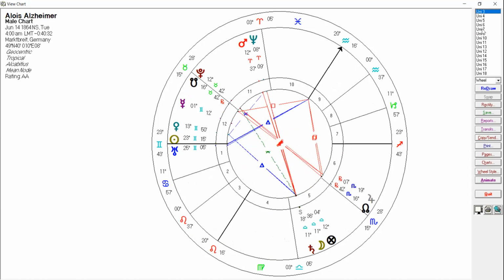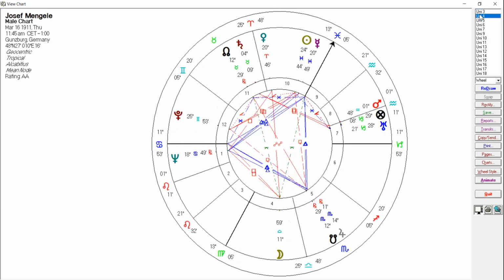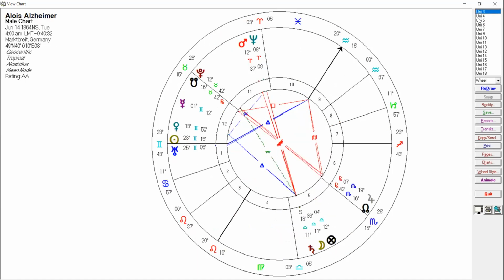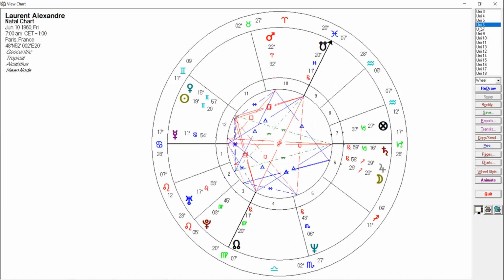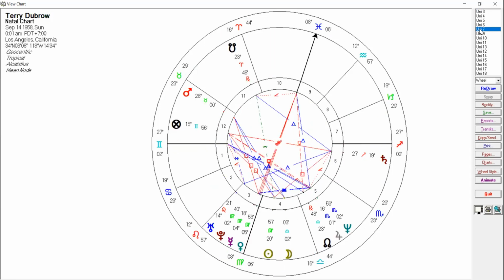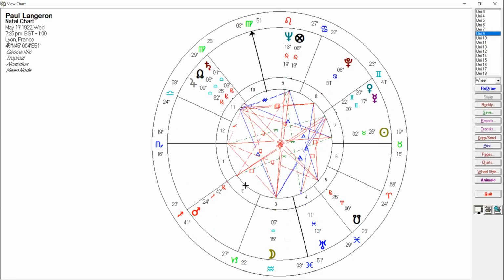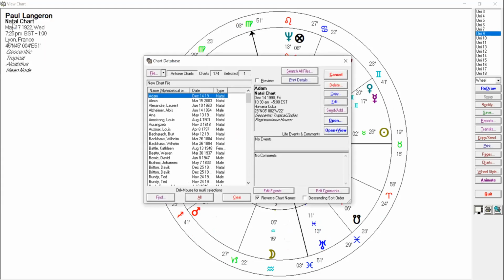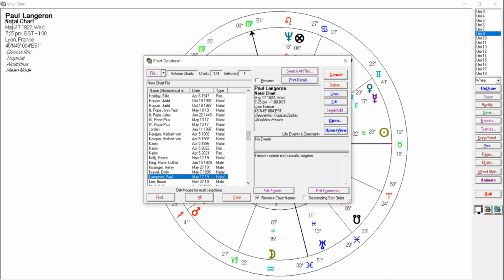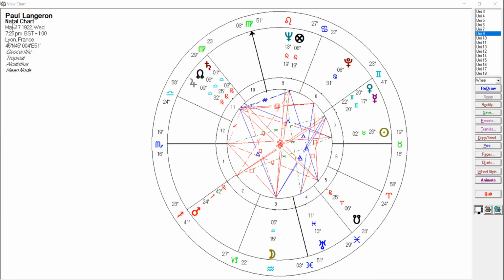No, but Jupiter Rahu or Jupiter Ketu, did Mengele have Jupiter Ketu? So Jupiter Rahu for Alzheimer, Jupiter Ketu for Mengele. Interesting. And then Jupiter Neptune for Terry Dubrow. This is Paul Langeron. Okay, also when we check the previous new and full moon, if the next aspect is to Rahu or Ketu, do we take that into consideration or do we just see the planets? Planets only. No angles, no Rahu Ketu.